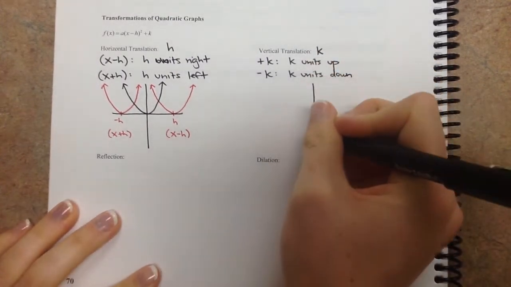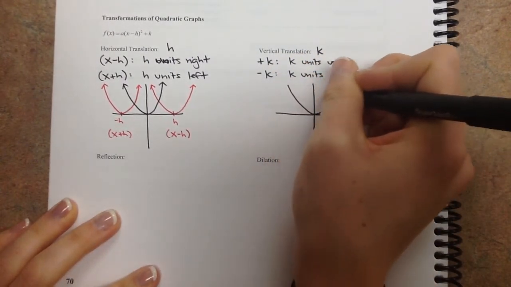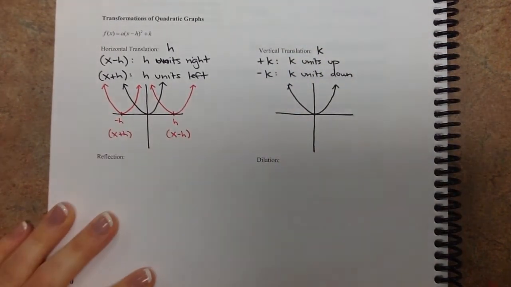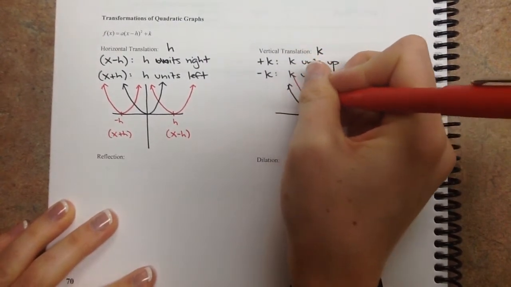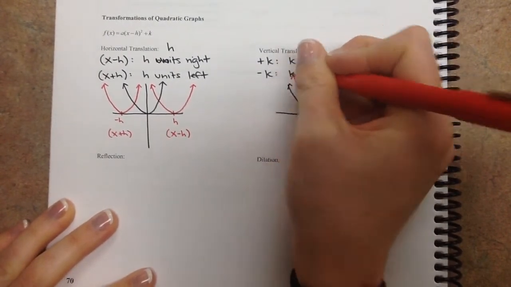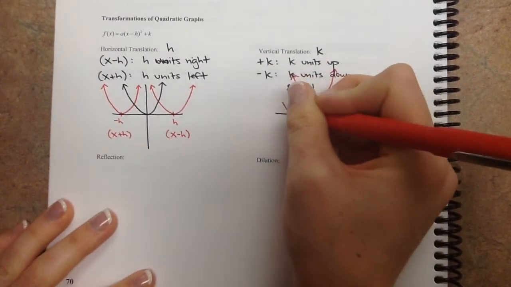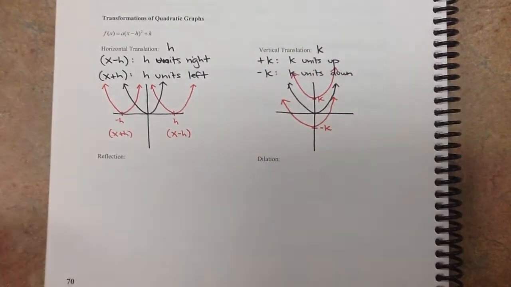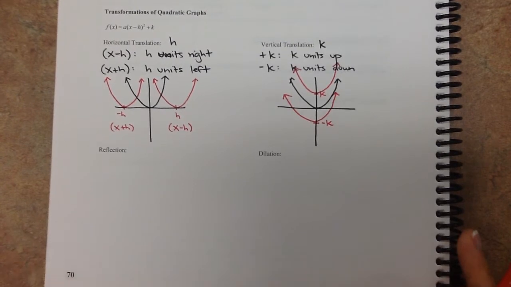So again, let me give you just kind of a quick little sketch. Here's your original parabola. And then if you have a plus k, you can go k units up like this. Or if you have minus k, you would go k units down like that. Okay, so that's a vertical translation. So if you started at the origin, you would be moving right up or down on the y-axis.